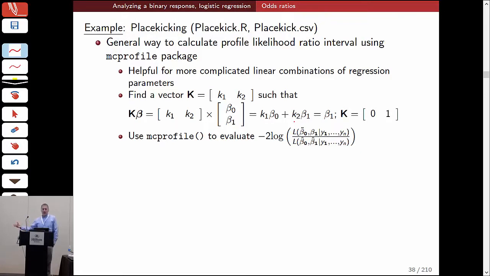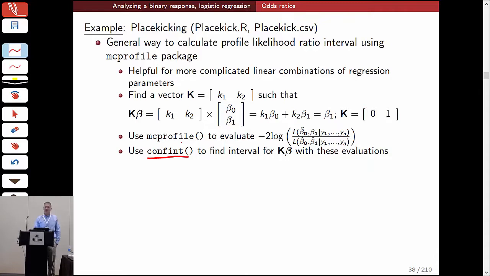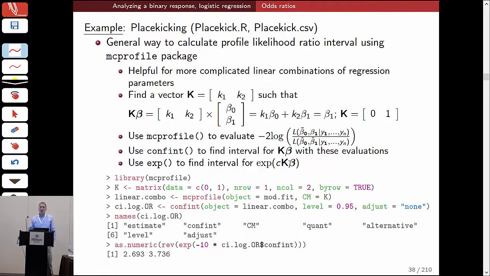And once we've defined what k is, we can use the mcprofile function inside the mcprofile package to do all those evaluations that I was talking about earlier of this negative 2 log lambda statistic. So it does all those evaluations that are needed automatically. And then we can apply the confint function with the results from mcprofile to find an interval for k times beta. And then use the exp function along with our c unit change to find our confidence interval for the odds ratio. So that's the background. This is how it works then.